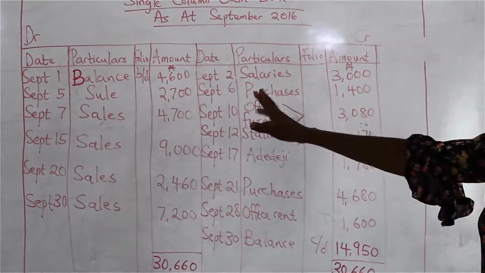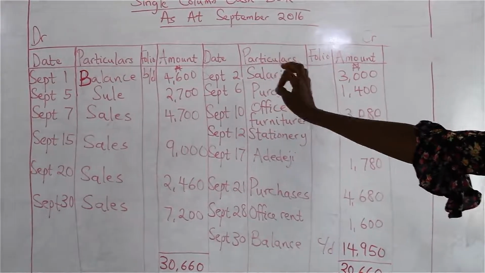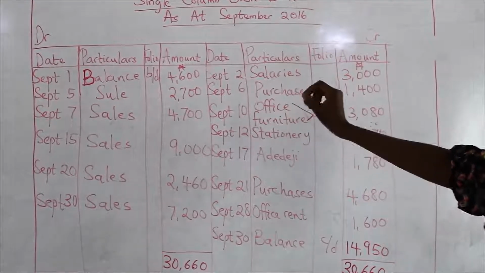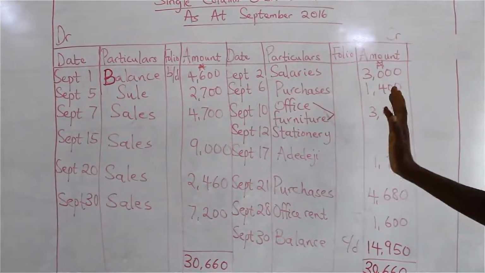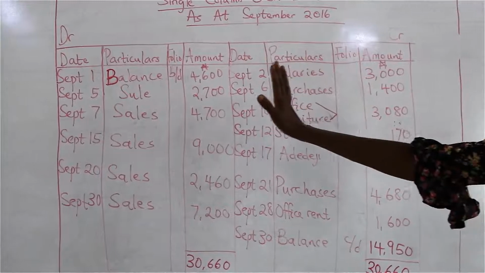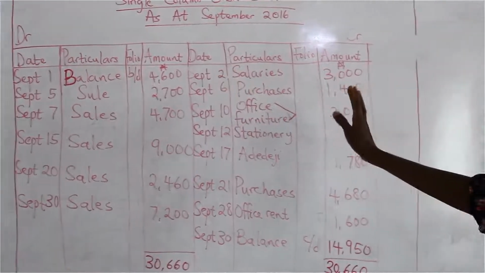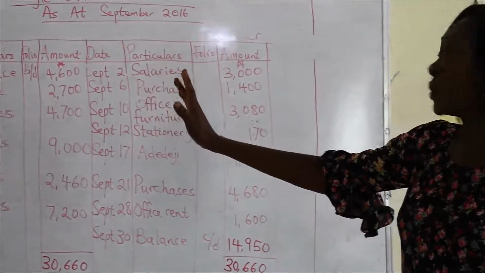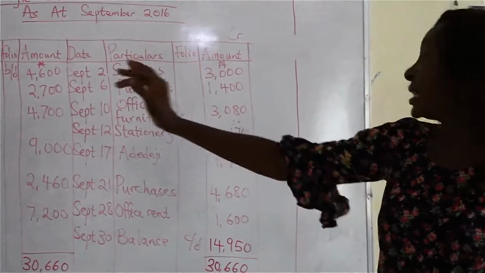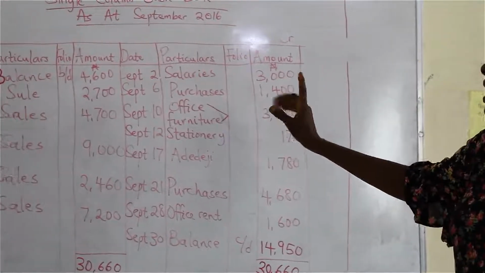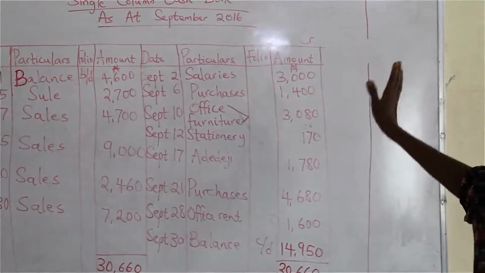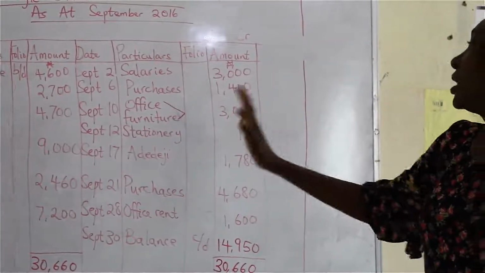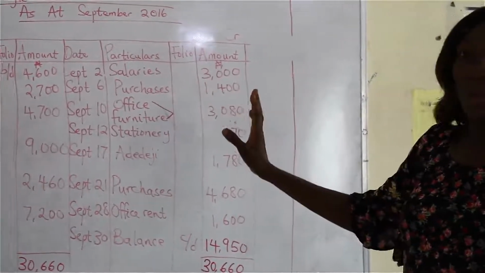Now the last column is the amount. In the amount column, we enter the amount of each transaction. And so you have the debit side and the credit side for each of these headings: the date, the particulars, the folio, and the amount for the debit side, and then the date, the particulars, the folio, and the amount for the credit side as well. Since you are giving out and you are receiving, you need both sides of the cash book.